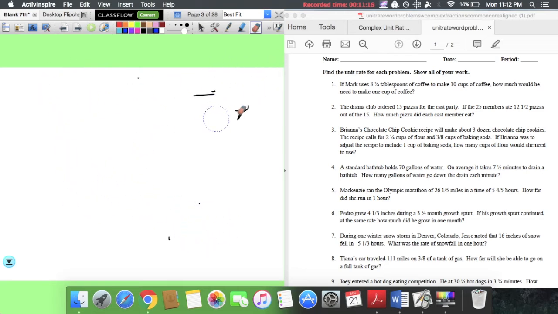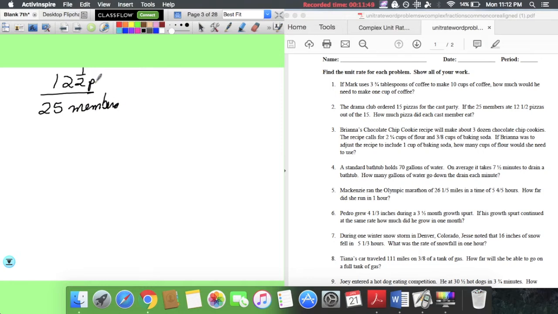Next, we have the drama corps order 15 pizzas for the party. 25 members ate 12 and a half out of the 15. How much pizza did each cast member eat? So we have how much pizza? So 12 and a half pizzas for 25 cast members.